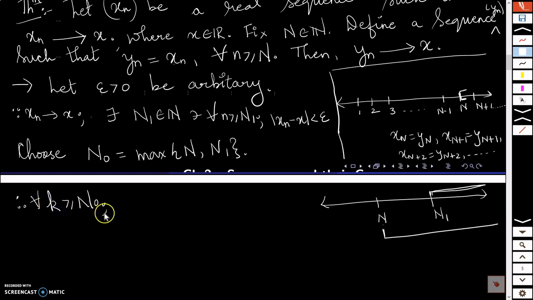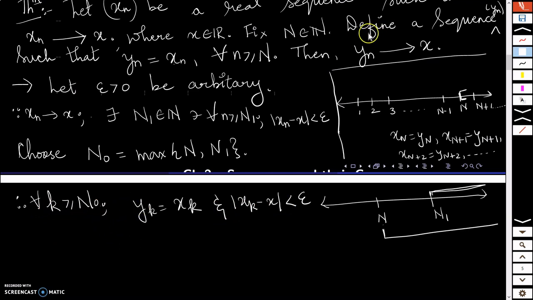Okay, for all k bigger than or equal to n naught, yk is equal to xk, and the difference between xk minus x is less than epsilon. I'm just replacing n by k. I felt like changing the notations, so I did that. If you are not comfortable with small k, you can also use small n.